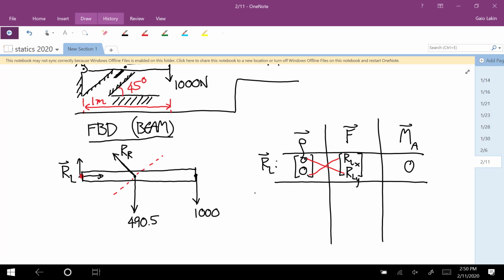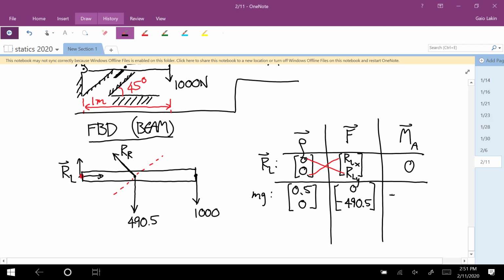And then we have the weight force. The vector from the about point to where the weight is applied is positive 0.50. And the weight force is 0, negative 490.5. And the cross product is negative 245.25.